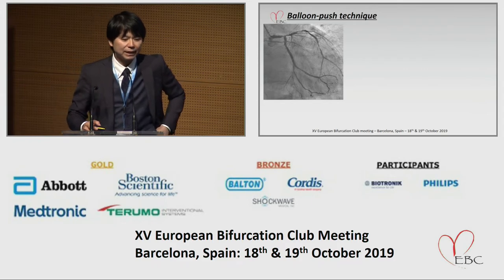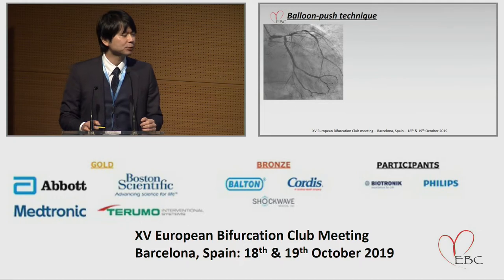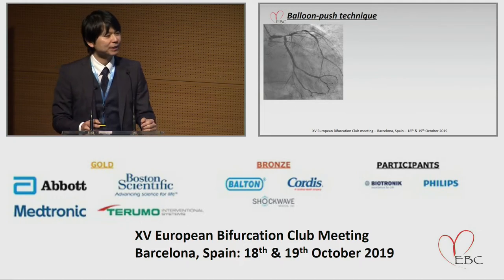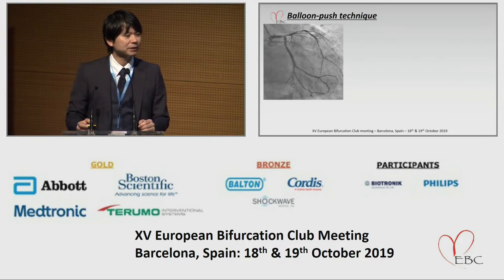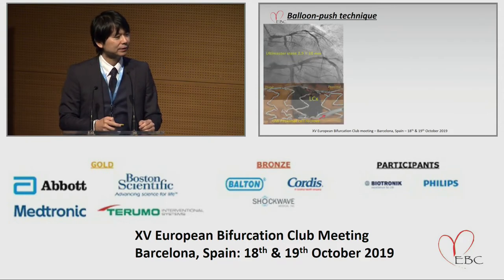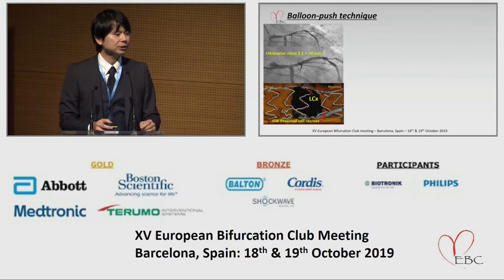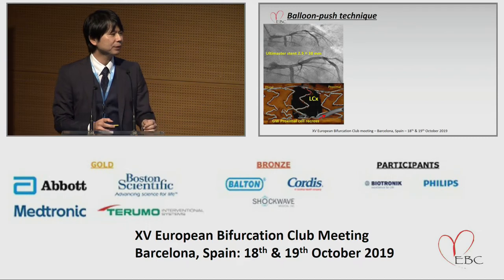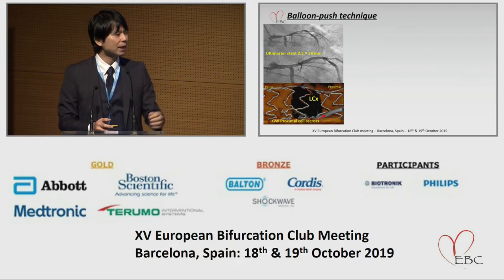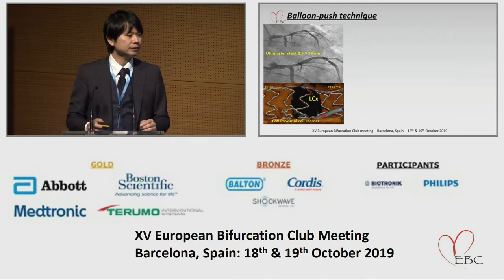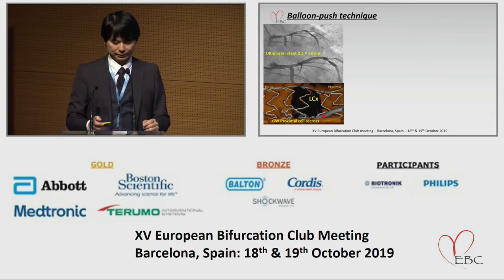Recently, in such a situation, we performed the balloon push technique. I presented the technique in 2017 at the European Bifurcation Club meeting. This is an LM bifurcation case. You can see the 3D OCT image reveals the stent link located around the middle of the carina. So we intentionally rewired into the proximal cell.